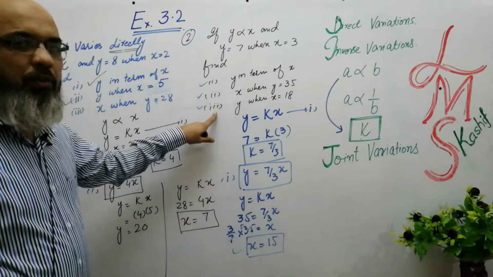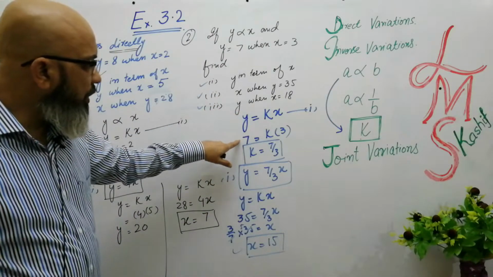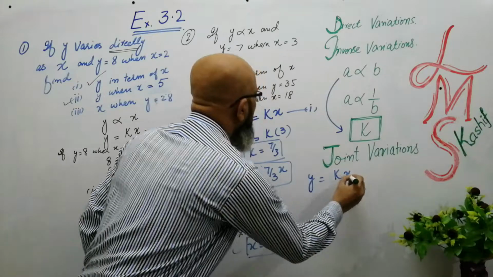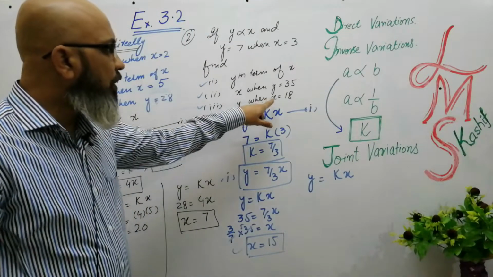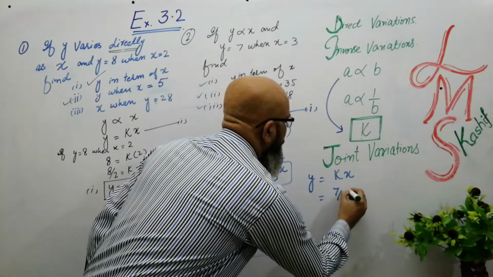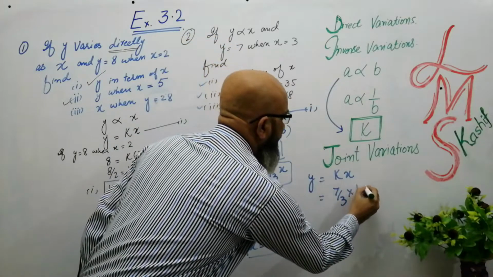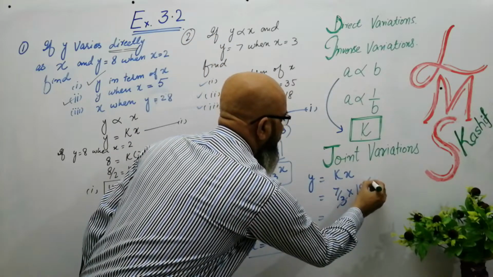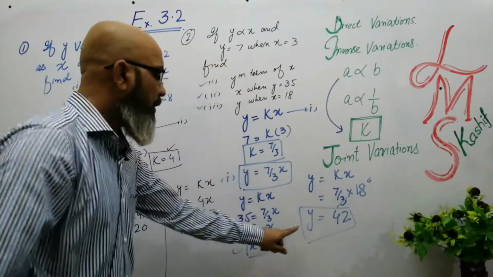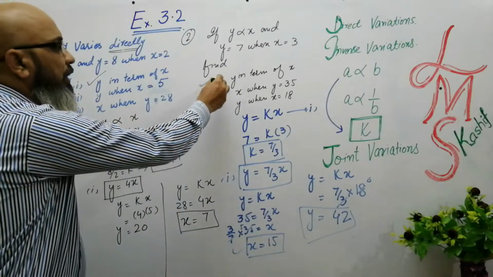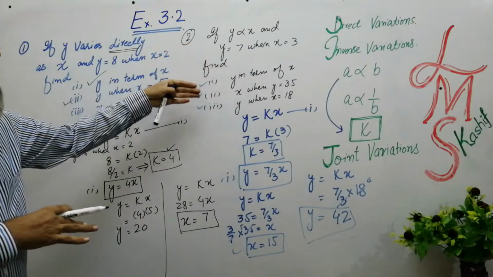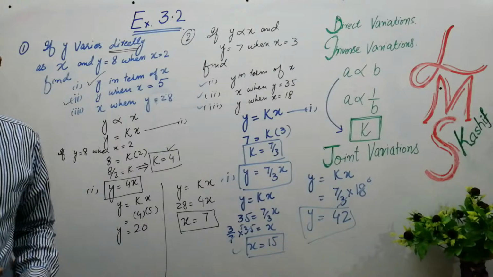And similarly for the third question, we again write the equation, that is y is equal to kx. Now we have to find the value of y when x is 18. So what is k? k is 7/3. And what is the value of x? That is 18. So simplify it. 7 6s are 42. So in this way we get the value of x and y, and we solve all three parts. So in the similar way we will solve all the remaining questions of this exercise. So I will solve some more questions from this exercise.